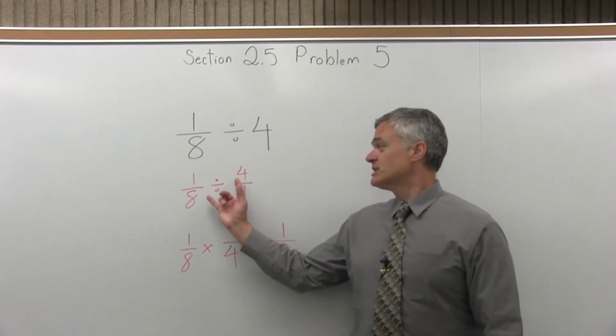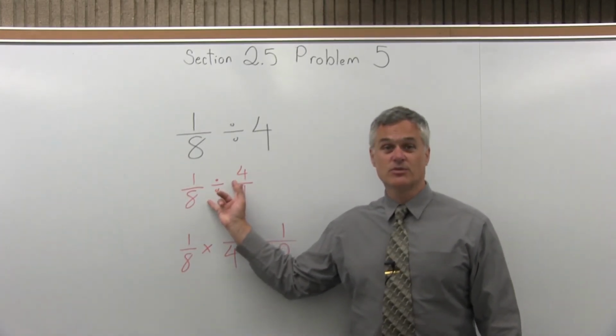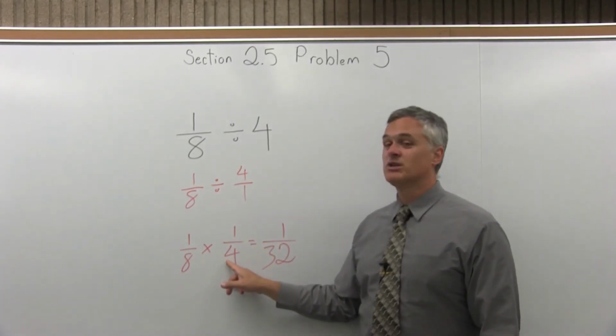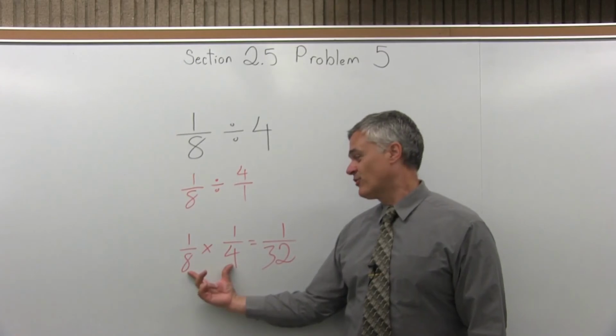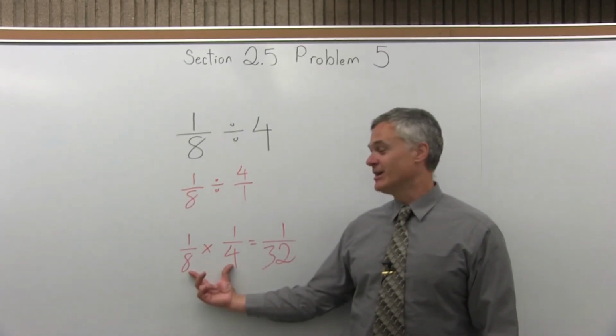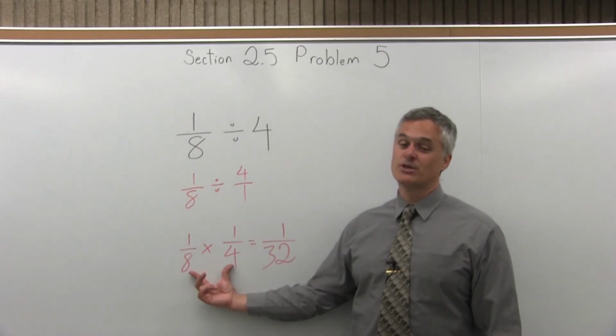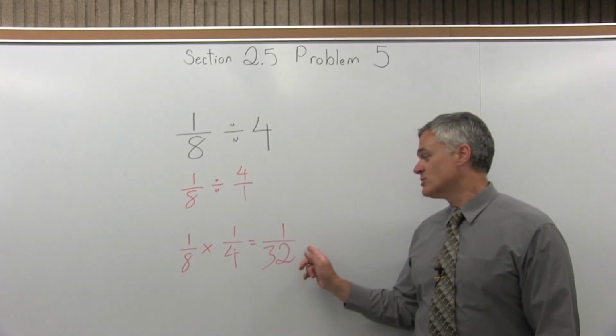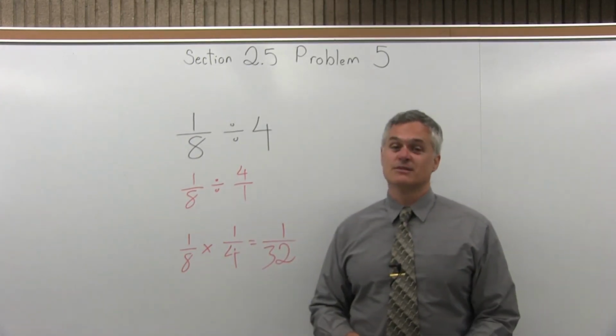Now notice when it's still a division problem, it looks like you can pre-reduce a little bit. But you can't pre-reduce until it's written as a multiplication problem. And now in this form, you cannot pre-reduce it. Even though 8 and 4 both reduce nicely, they're both in the bottom. So you have to have one in the top, one in the bottom to pre-reduce. So the final answer is 1/32, and that's as simple as it gets.